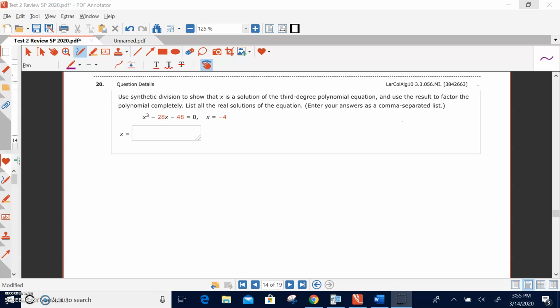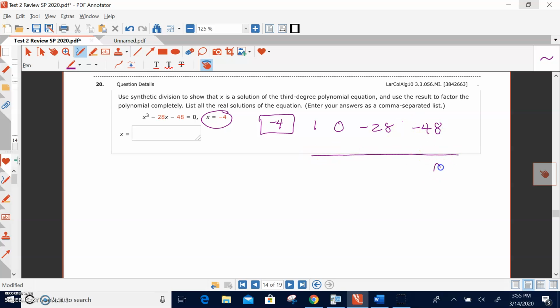We want to use synthetic division to show that we have a solution to an equation, and then use that result to factor the polynomial completely. So we've got an equation. I know that this is a solution, which means if I divide using synthetic division, I should get a remainder of 0. Let's see if that happens.